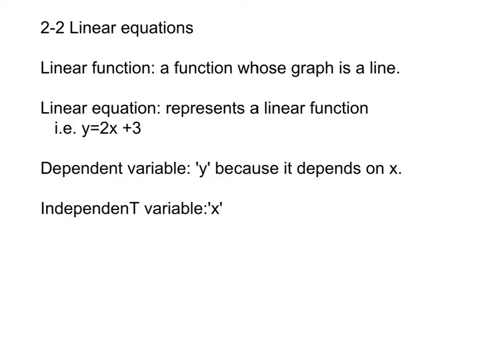An example, y equals 2x plus 3, y equals 1/2 x minus 2. You go on and on. You'll see several of these this section. The dependent variable is the y because it depends on x, and the independent variable is x because x can be any number. Plug a number in for x, and then y depends on whatever that number is.